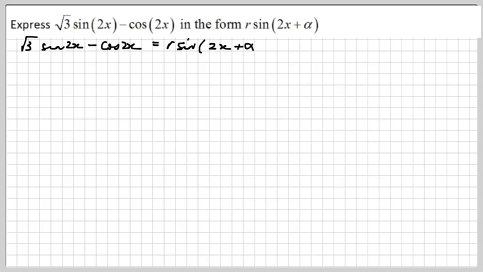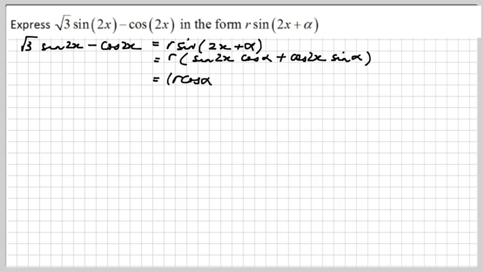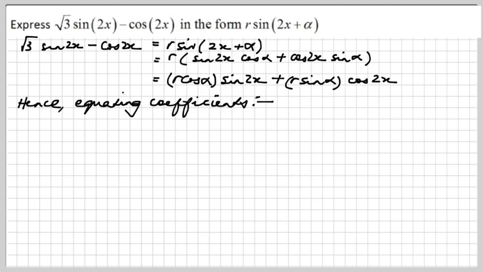Okay, so we have root 3 sine 2x minus cos 2x equals r sine(2x plus alpha). Let's expand out the right-hand side like we're used to doing and collect the constant terms together. Now it's time to equate coefficients. By equating coefficients, this root 3 must be the same as r cos alpha, and the minus 1, the coefficient of the cos 2x term, must be equal to r sine alpha. So let's do that.